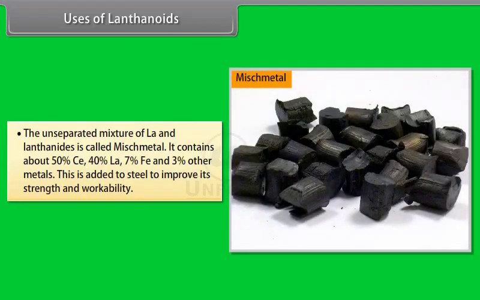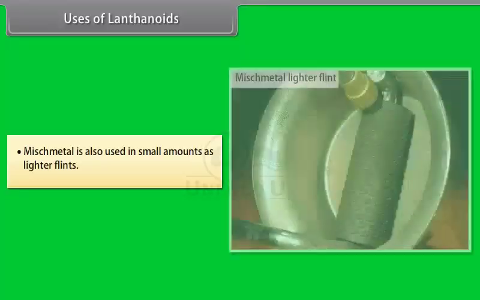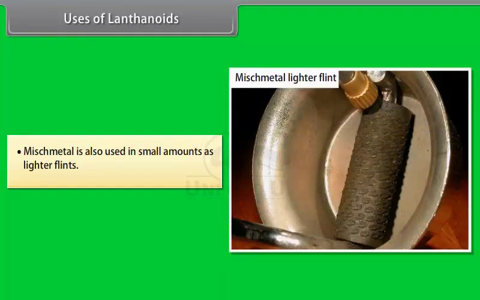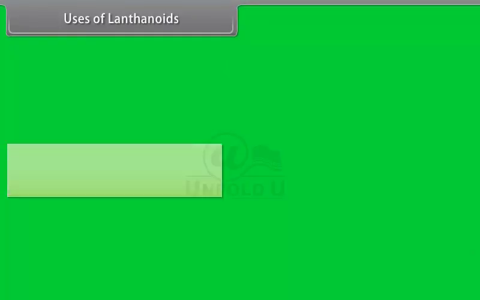Uses of lanthanoids. These metals are not much used. The important uses of lanthanoids are the following. The unseparated mixture of lanthanum and lanthanides is called mischmetal. It contains about 50% cerium, 40% lanthanum, 7% iron and 3% other metals. This is added to steel to improve its strength and workability. Mischmetal is also used in small amounts as lighter flints.